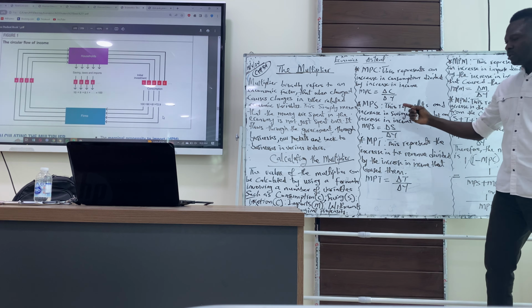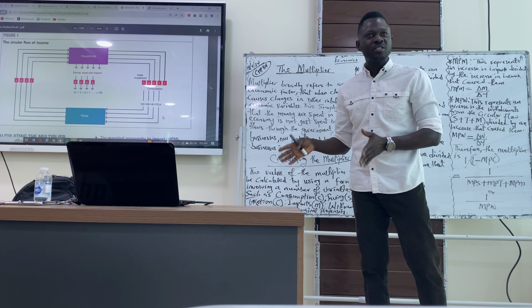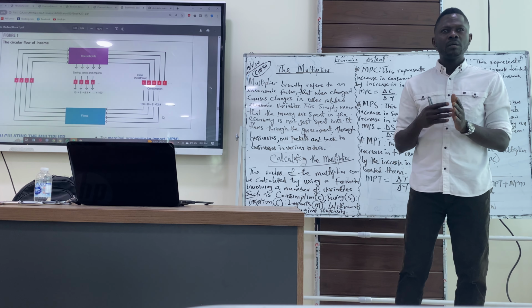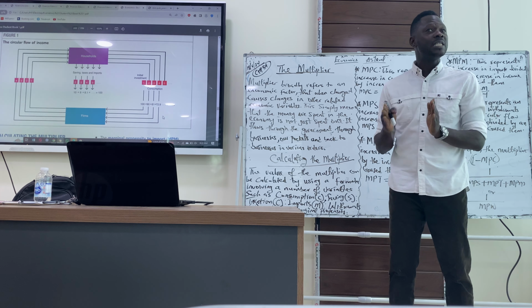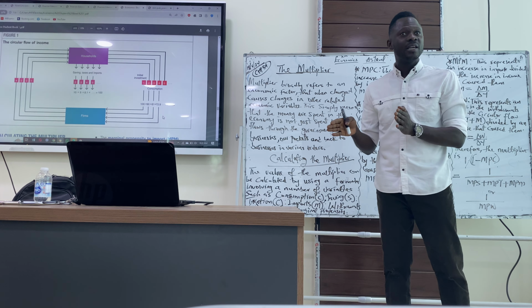The second one, marginal propensity to save. What is your savings? Savings is the income that you did not spend. Yes or no? The savings means what? The income that you didn't spend. So the extent to which you can save will be based on how much more you have earned in terms of income. If your income increases, you might choose to save rather than spending.